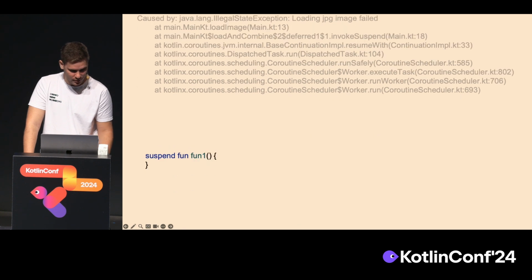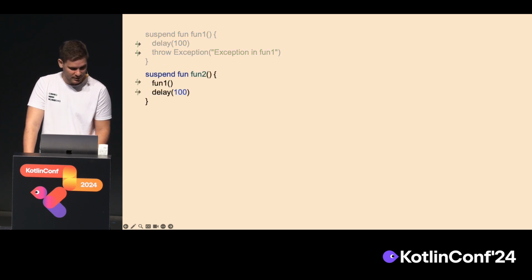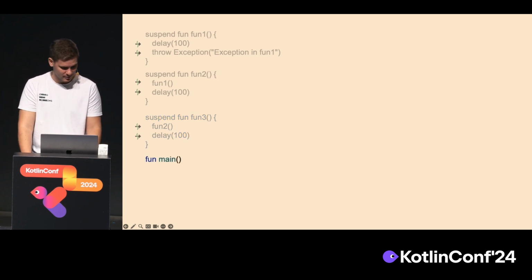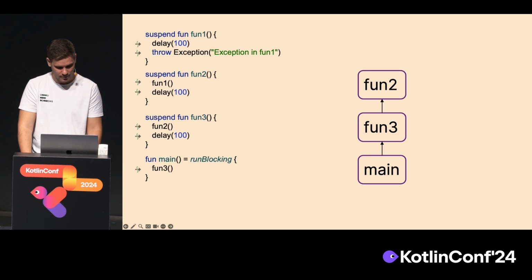So that's very good, but there is a catch. Let me show you what could go wrong on a very small example. So we have a function 1. It's very simple. It just sleeps and throws an exception. We have function 2 that calls function 1 and then sleeps. And we have function 3 that calls function 2 and then goes to sleep. The main function just calls function 3 inside the run blocking call. So the call graph of this small application looks like this. Main calls function 3, that calls function 2, that calls function 1. So it is very simple.